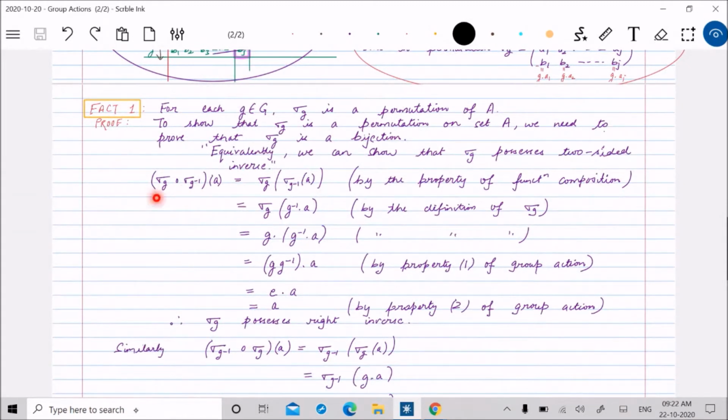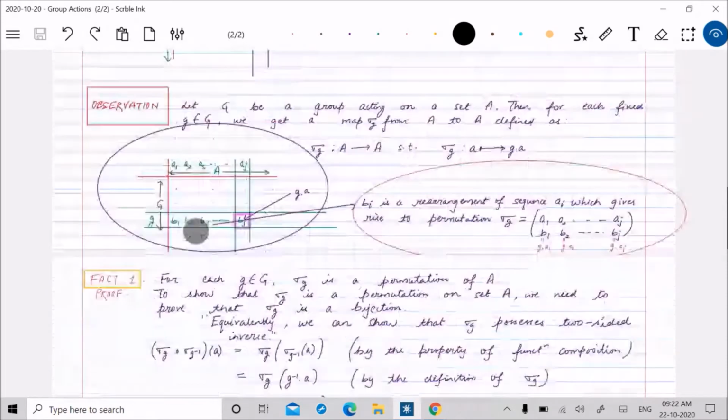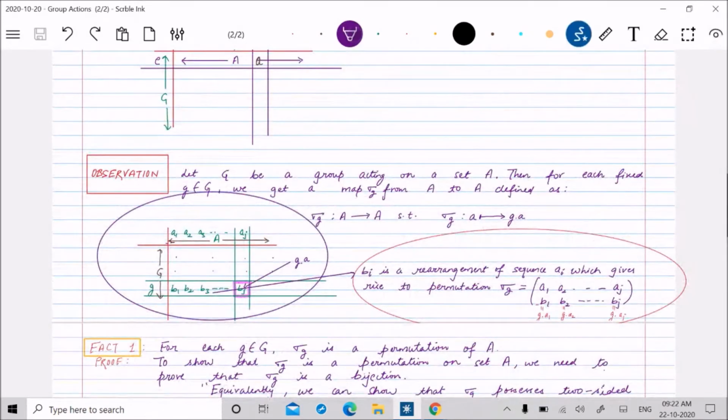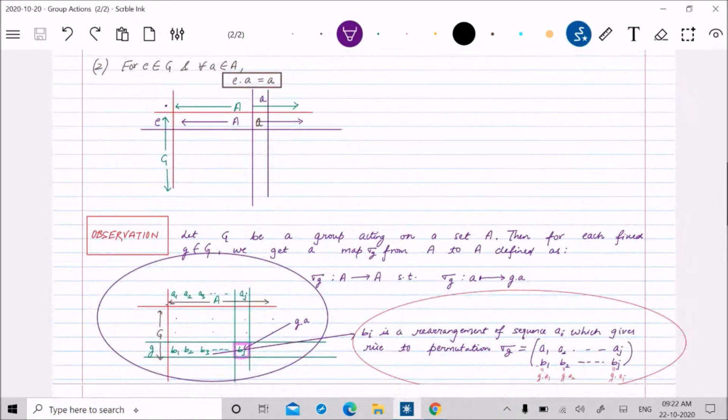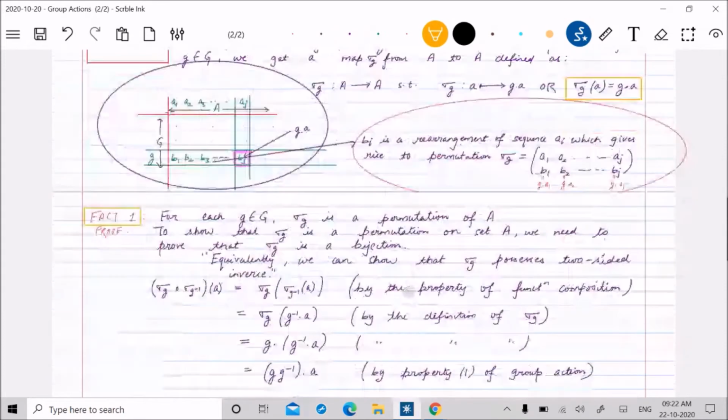You know that the permutations are the members of set capital SA, right? And if you want to prove this, then you want to use the property of function composition, like f o g of x is actually f of g(x), and then sigma g inverse A should be equal to g inverse dot A, as you can see it here. I will write it here too. This can be written as sigma g A equal to g dot A, right? And dot means action actually. This is used in proving this fact number 1.